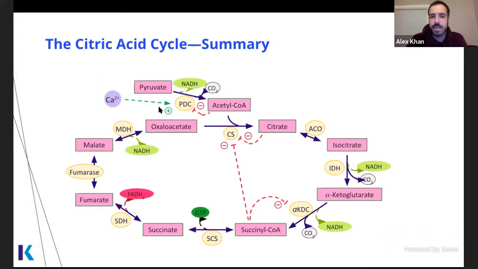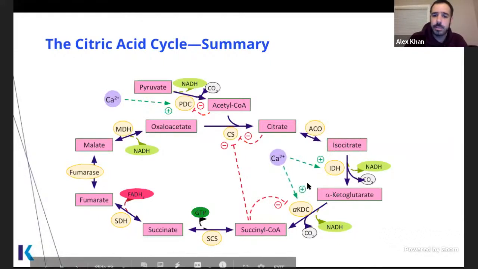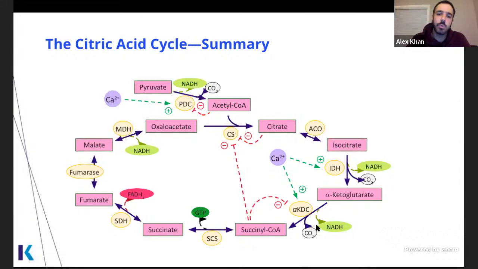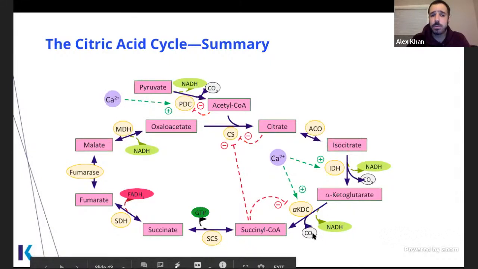We talked about the effect of calcium, because you release calcium when you contract muscles. So that's going to have effects at a few places. Kind of cool. Notice once again, mainly the irreversible steps: the rate determining step here, and the next one where we're making the carbon dioxides. So I find that helpful to remember for when the calcium acts. Notice the calcium is acting at the 3 places where carbon dioxide is produced.